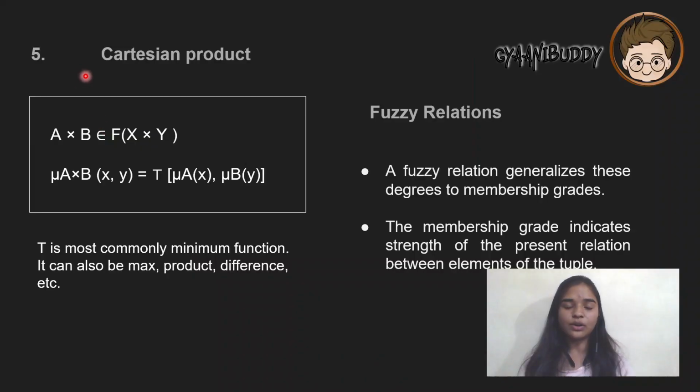So now we have covered 4 fuzzy set operations. Now let's look at the fifth operation, Cartesian product. To understand this operation, we need to understand the concept of fuzzy relations first. A fuzzy relation generalizes the degree of membership grades. Okay, that's a bit hard to understand. I will explain. Membership grade indicates the strength of the present relation between elements of a tuple. Back to the whiteboard.